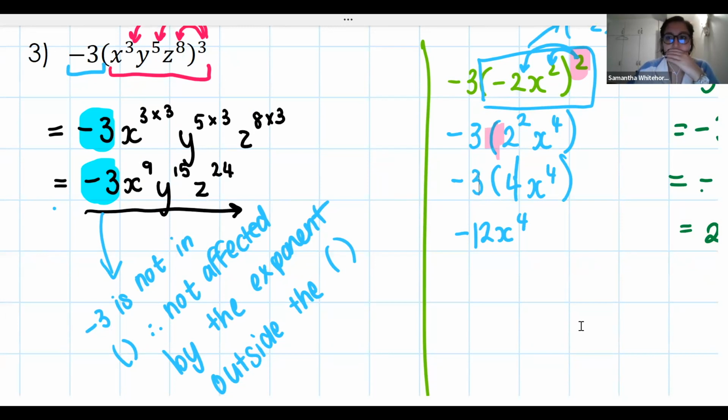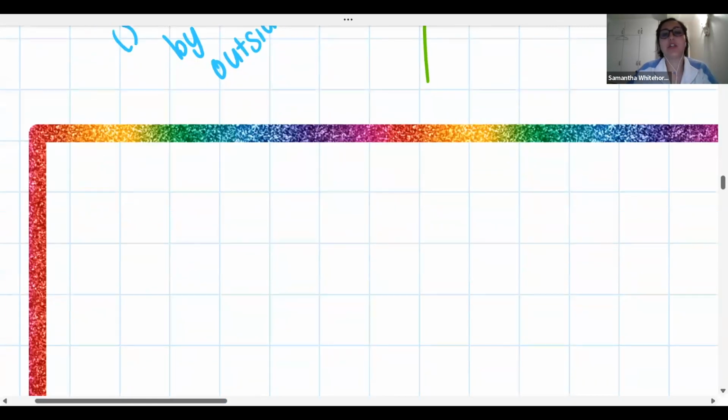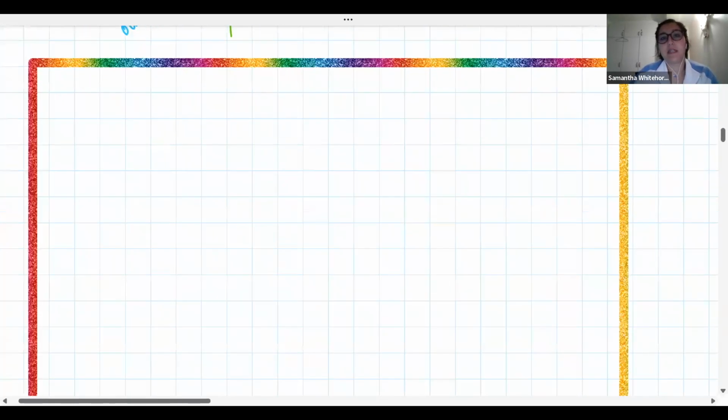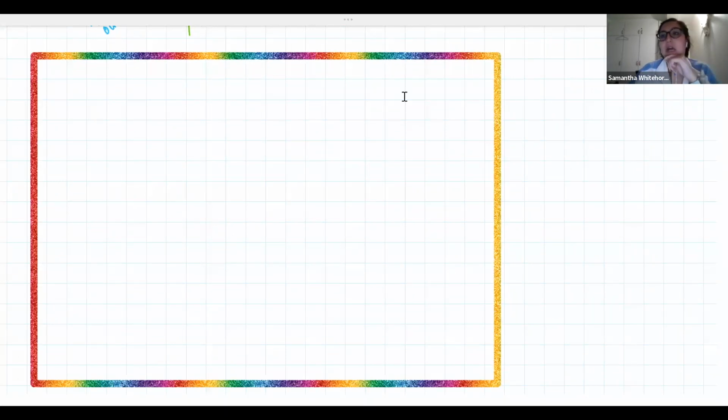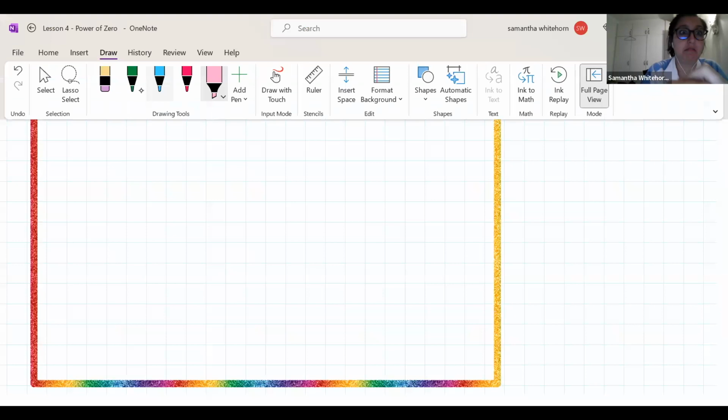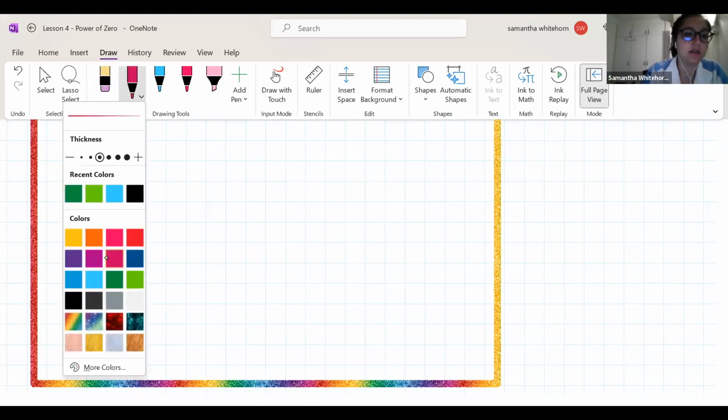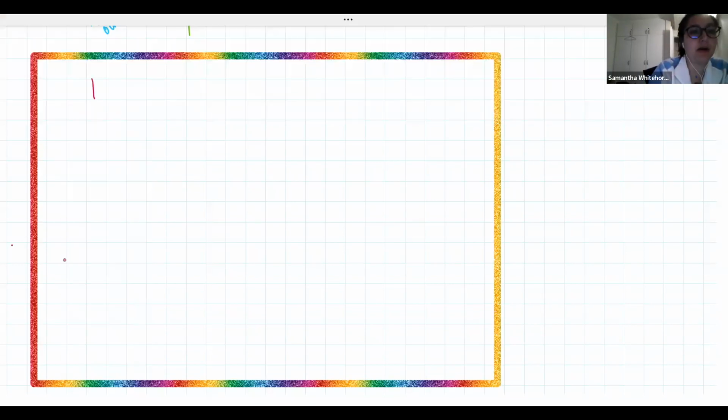Sorry, guys. All right, so guys, let's get on here. Remember, rainbow block means that we are doing some sort of rule or definition that we need to know. And this is what today is all about, the power of 0. Let's get a good color going on here. Power of 0. This is today's rule that we need to learn and that we need to know.